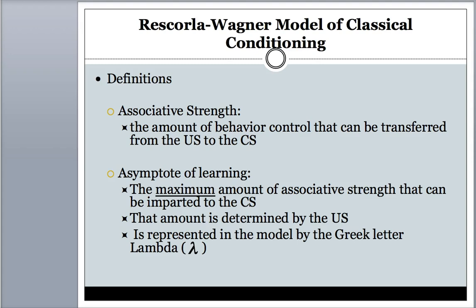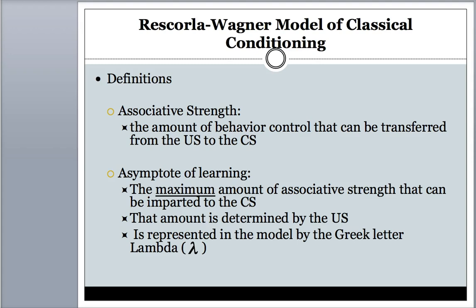And so when we talk about an asymptote, when we talk about learning, we're really talking about the maximum amount of learning that can happen, or the maximum amount of associative strength that can be imparted to the conditioned stimulus from the unconditioned stimulus. In other words, the power to control behavior, to elicit salivation from a dog, the maximum amount of power to actually elicit that response that gets transferred from the food to the bell. And so there's a maximum, there's a limit, there's a ceiling. How big that amount is, is determined by the amount of power in the US.